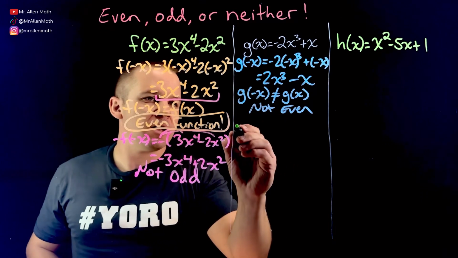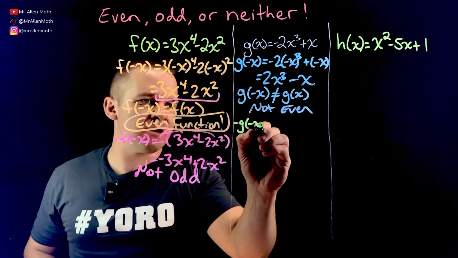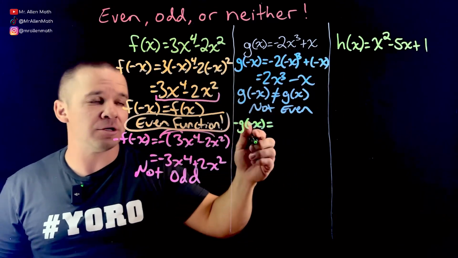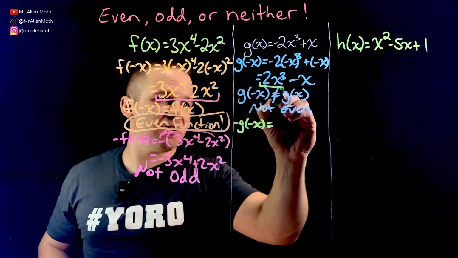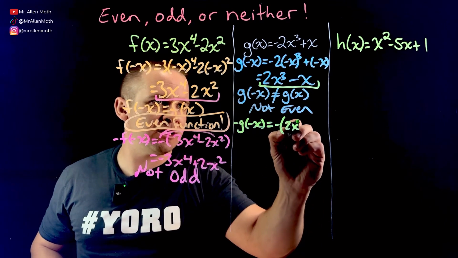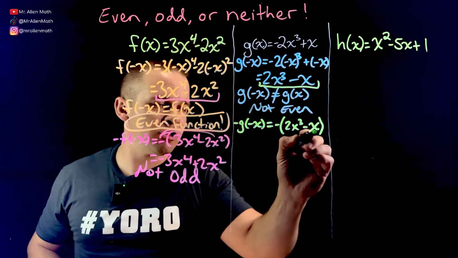Well, I can take negative g of negative x. That's what we want to test. If that's equivalent to the original, then it's an odd function. So I can take my g of negative x, which is right here, throw a negative out front, and just toss this into parentheses here, and eventually distribute. But there we go.